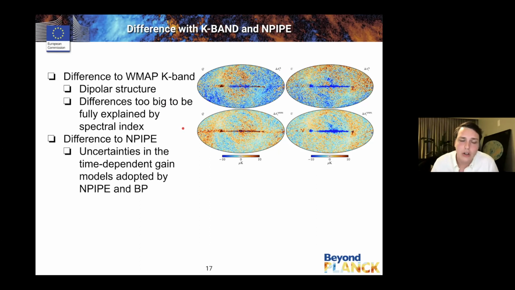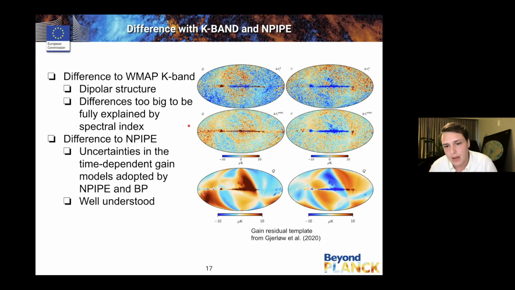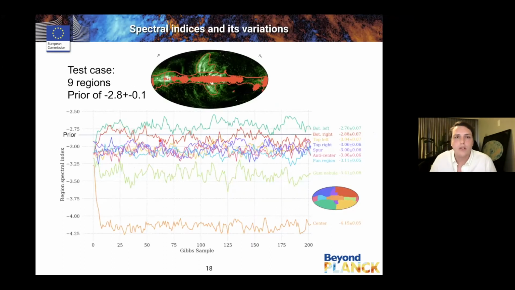And there are uncertainties in the time-dependent gain model adopted by NPipe and BeyondPlanck, and that's actually been reported and is well understood by Gjerløv et al. 2020 and others. So a lot of this morphology that we see here is actually well understood, but overall it agrees quite well. So over to spectral indices and their variations.